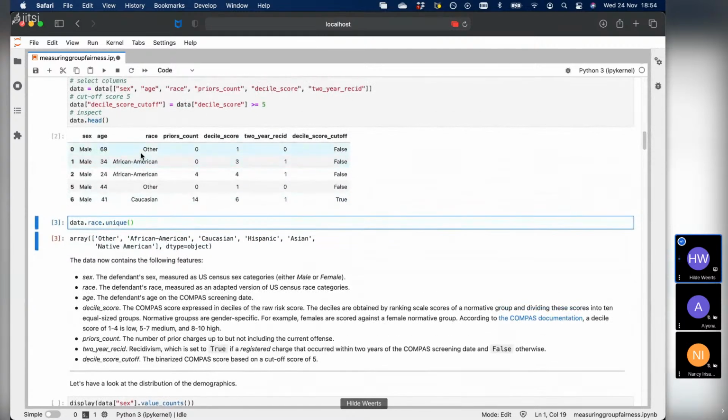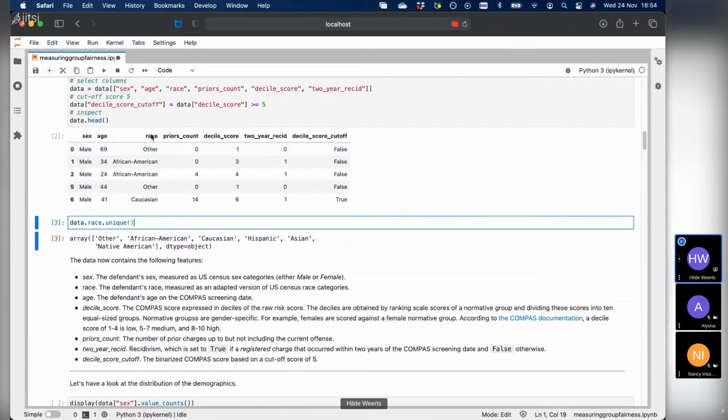Okay. So what does the data set look like? So we have a few columns. So we have the sex of the defendant, which is measured as US Census sex categories. So this is just what they were able to retrieve. I do not know whether this is the sex that is on their passport or whether it's some other version of gender or sex, but this is the data that we have.